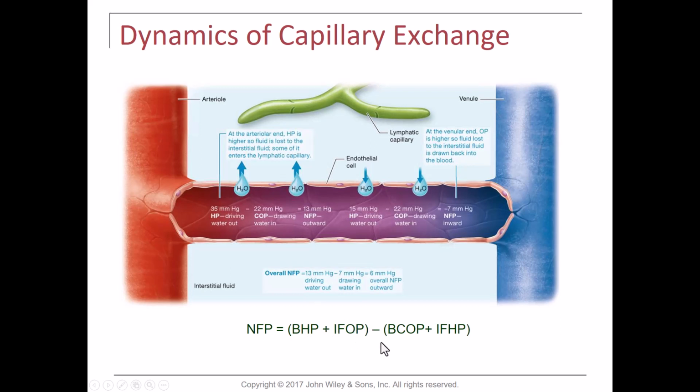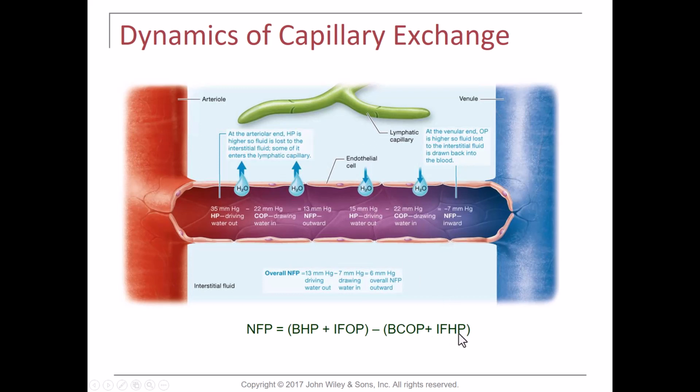We're going to take the filtration pressures minus these two, BCOP and IFHP. These are both what we call reabsorptive pressures. Reabsorptive means that it goes back in. Notice this is what's primarily happening at the venule end. It's drawing fluids back into the capillary. BCOP stands for blood colloid osmotic pressure. Blood colloid simply means the large plasma proteins confined to the blood. So that is inside of the capillary. So blood colloid osmotic pressure means that the presence of plasma proteins inside of this vessel is going to draw water back into the capillary.